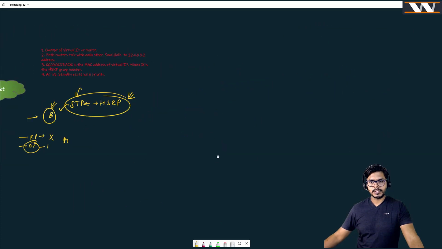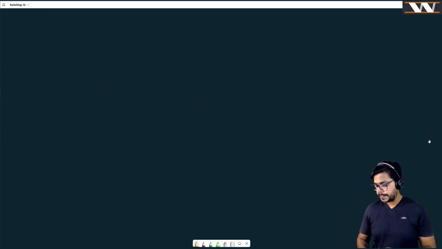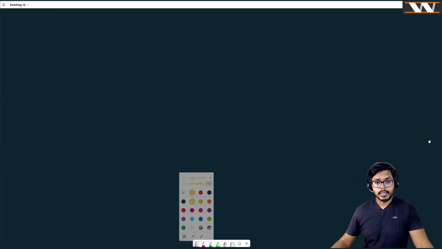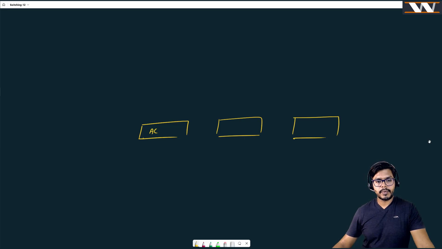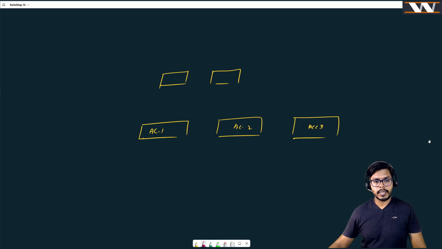This is interesting. Let's take an example. You are talking about routed access. Suppose we have these access layer switches, access layer 1, access layer 2, maybe access layer 3. And he's saying that whatever links are flowing above the access switches, they all are actually layer 3. They are not layer 2 at all. In this case, all links are layer 3.